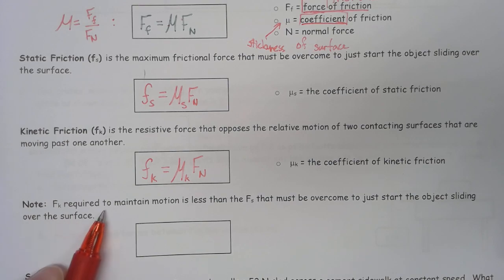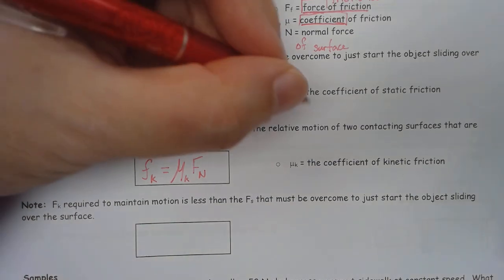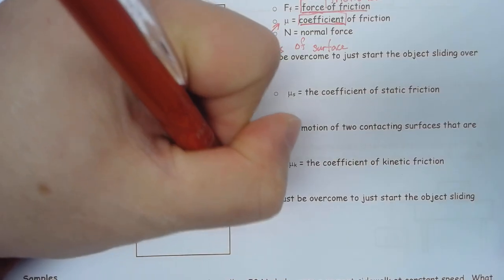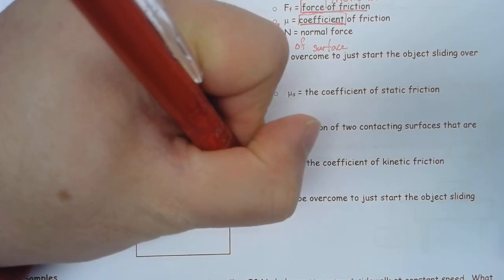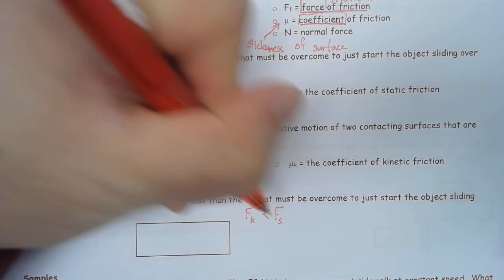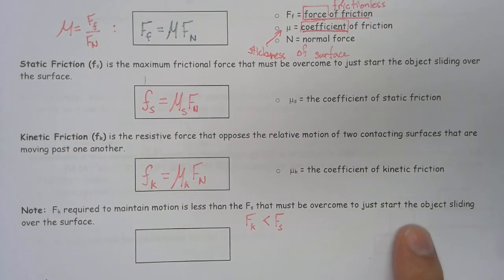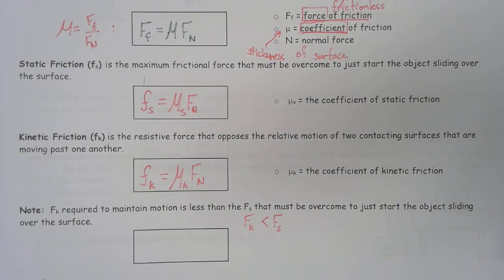Force kinetic required to maintain motion is less than force static. So let me just write that equation-wise. Fk is less than force static, which must be overcome to start the object sliding over the surface. And so I always think about moving a couch on carpet. If your couch has been sitting there for a while, it probably takes a little bit of work to get it to slide because why? The dents, yeah. So if it indents into the carpet, we have a little bit of trouble just to get it to move.